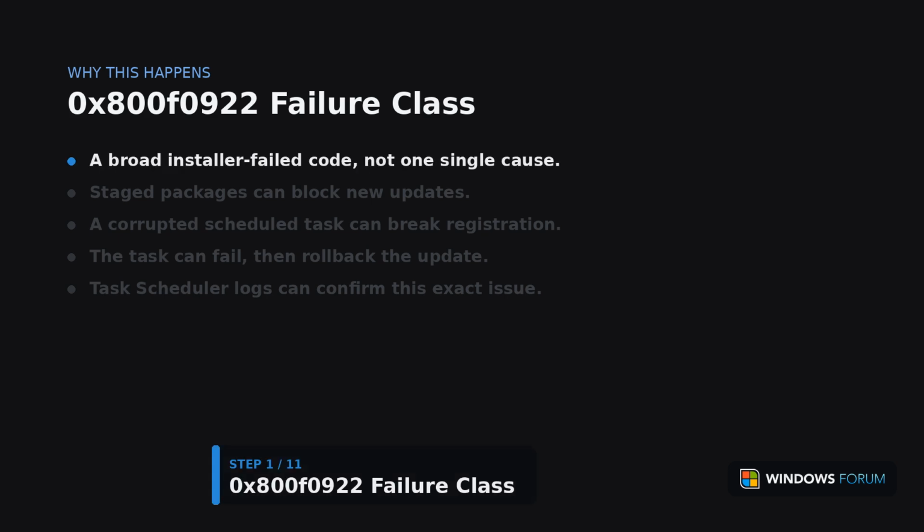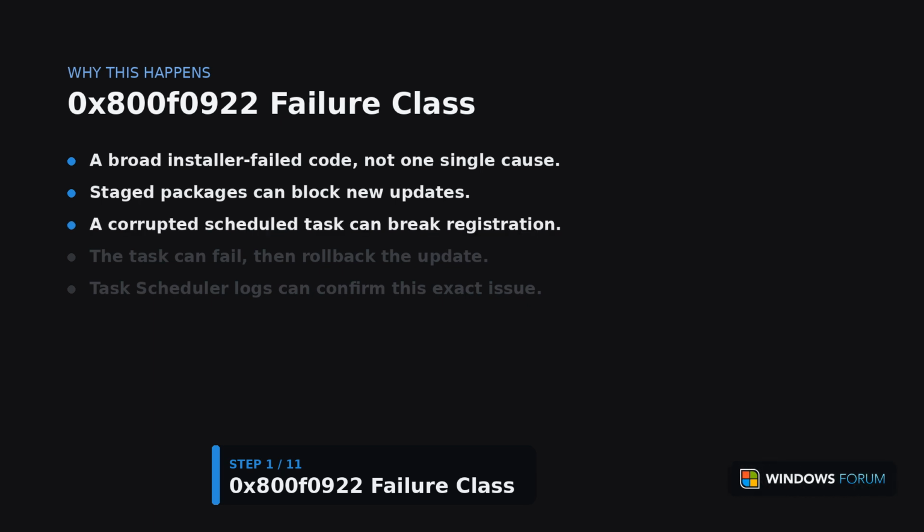When you see 0x800f0922 or a related update code, think of it as a failure class, not a verdict that Windows is broken. That code usually means the update installer hit a problem somewhere in the transaction, and the fix depends on what kind of problem it is.